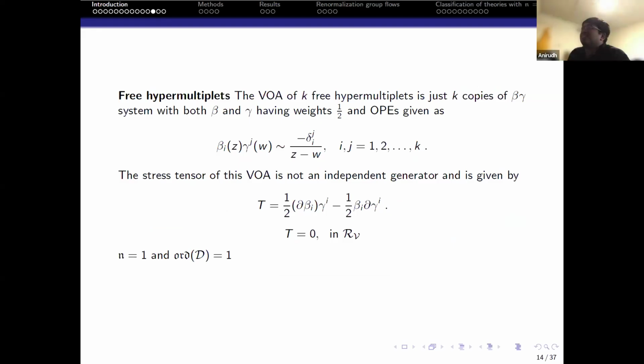So to get a feel, let's do the simplest example, that is K free hypermultiplets. The VOA for K free hypermultiplets is just K copies of beta-gamma systems, where each of them has weight half, and their OPE is the standard beta-gamma OPE with a delta function, such that it's one only when they are the same hyper. The stress tensor in this VOA is not an independent generator, but a composite made out of these betas and gammas. And using what I said earlier, you have to quotient out the derivatives. So after modding out these derivatives, you're left with T equal to 0. So in R_V, T is 0, and the nilpotency index is therefore 1. And the order of the differential equation for this theory is also 1. So it satisfies the inequalities I showed earlier.